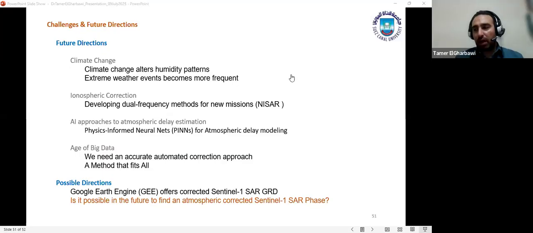So every software has the option to apply or not to apply the atmospheric correction. But you don't know which algorithms are implemented in those software packages. I didn't. I studied MintPy, but I didn't do extensive processing in ISCE. I used ISCE before, but I actually found MintPy more suitable for me. Okay.